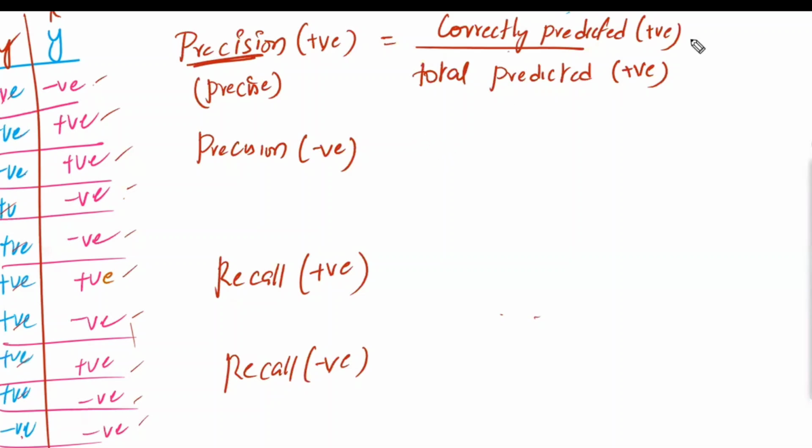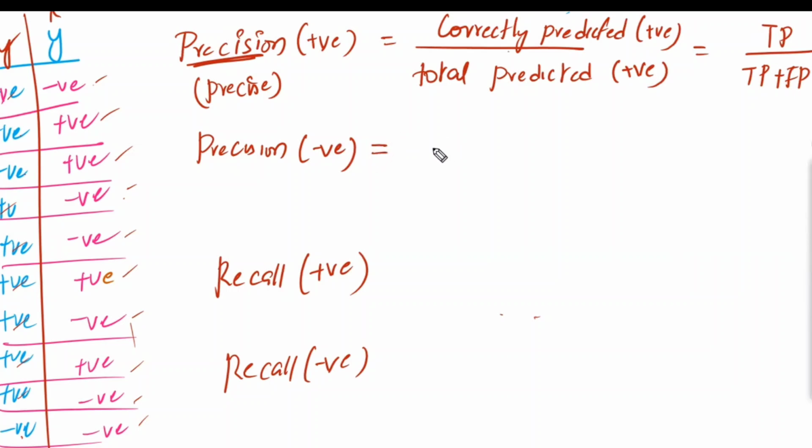So overall predicted positives is TP, which you have predicted positive, and FP, which you have also predicted as positive, but wrongly. TP and FP both you have predicted as positive, out of which TP is the correct one, FP is the wrong one. This is the formula. Is that clear? That is called precision of positive.